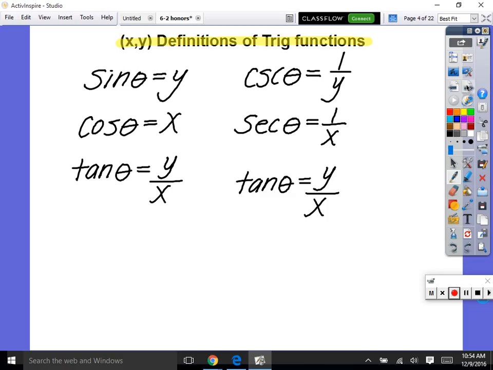That would be tangent. Then cosecant is the reciprocal of sine, so we flip it over. So cosecant is 1 over y, secant is 1 over x, and tangent is y over x.